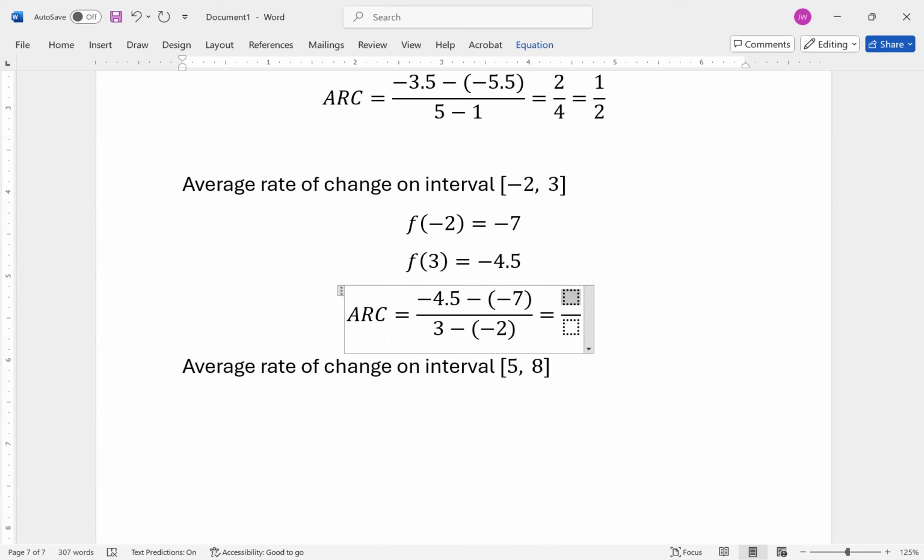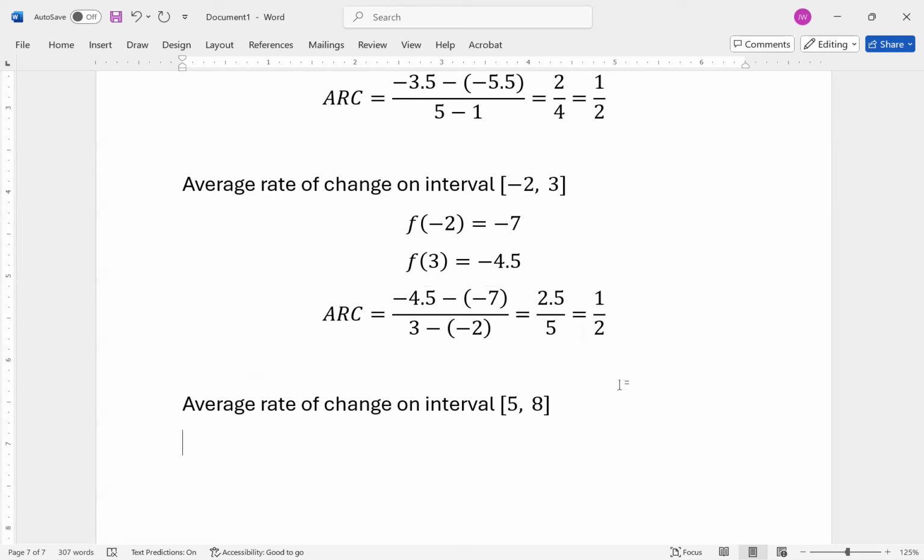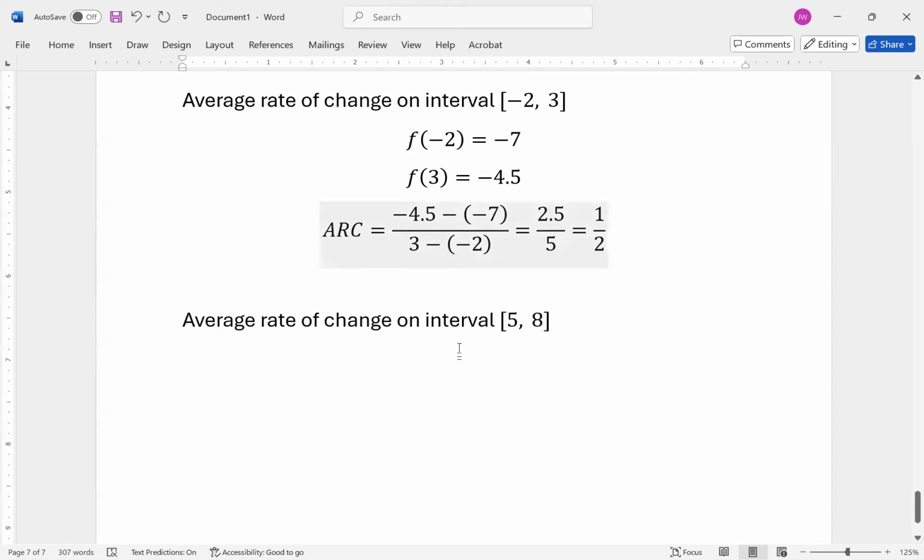When you do the calculations, you get 2.5 divided by 5, which is also 1/2. You probably can anticipate what's going to happen in this last calculation. I'm going to do the calculation anyways, though. When we plug in 5, you get a negative 3.5. We saw that earlier. When you plug in 8 into the function, you get a negative 2.